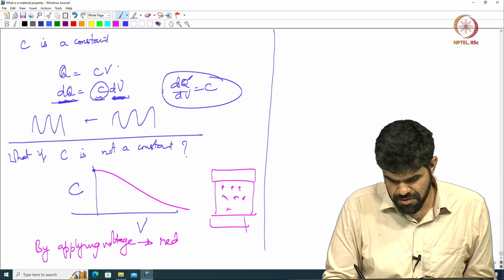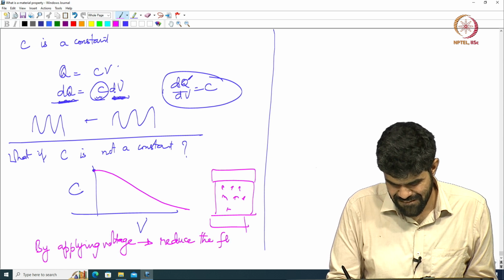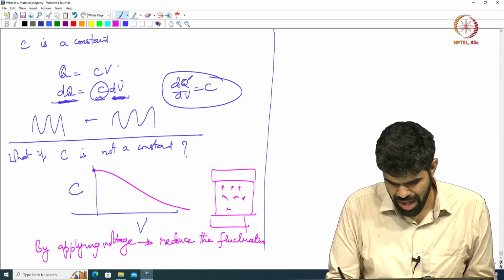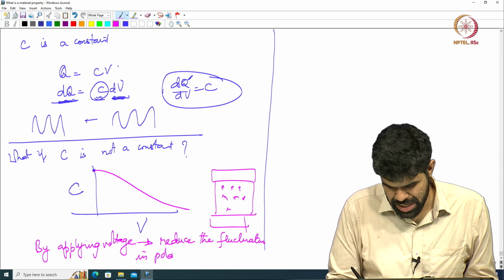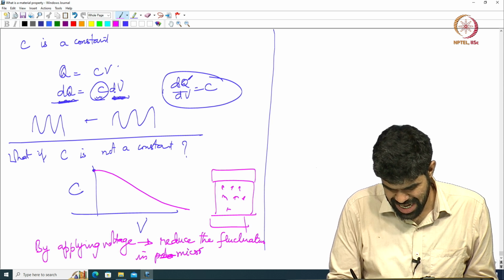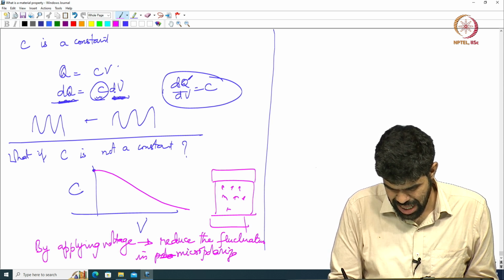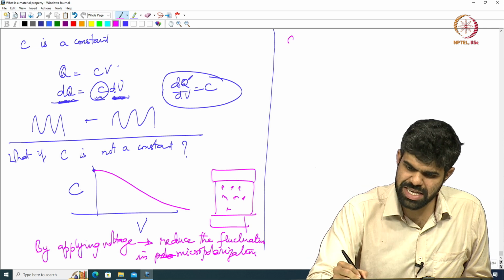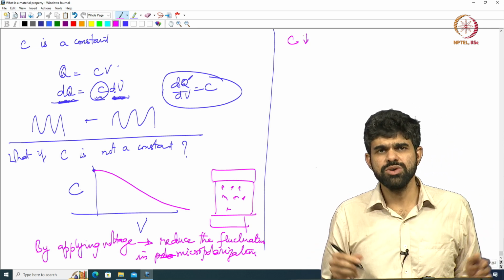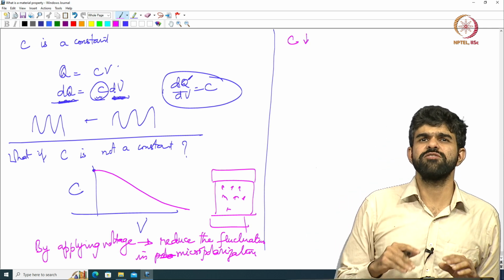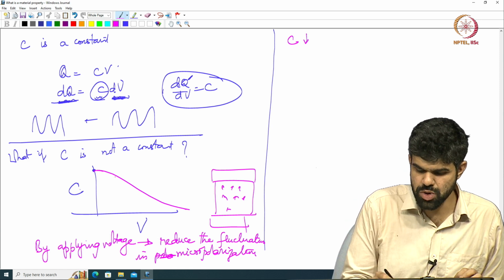By applying voltage I can reduce the fluctuations in polarization, in micropolarizations. As a result, C would go down. Okay. So, this is a typical characteristic of a very soft material where C goes down with voltage.